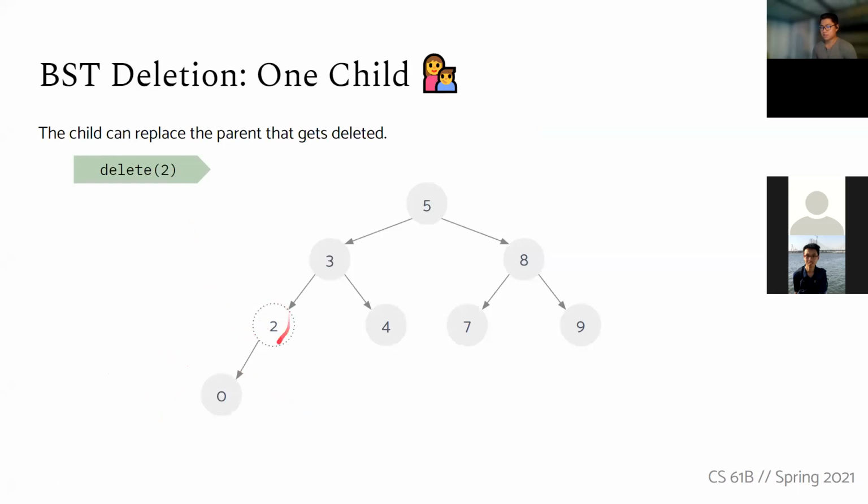In the case that there is 1 child, it's also relatively simple. So in the case that we want to delete 2 here, the logical place for 0 to go is right where 2 was, and that still maintains our BST property. Because remember, everything that is to the left of 3 is less than 3. So thus 0 is less than 3. And we get our beautiful tree.